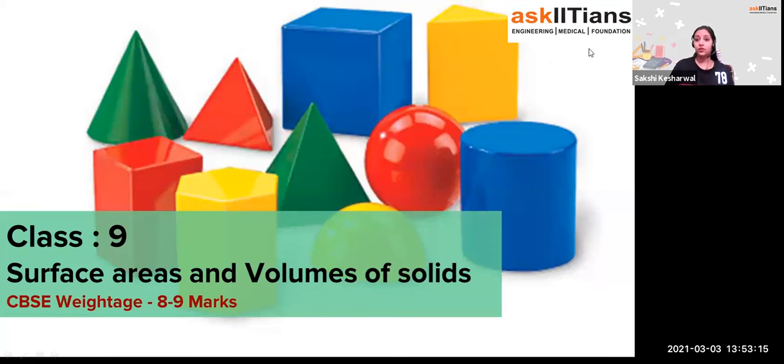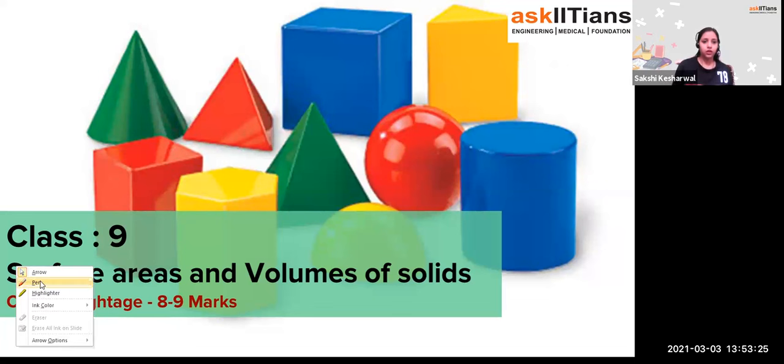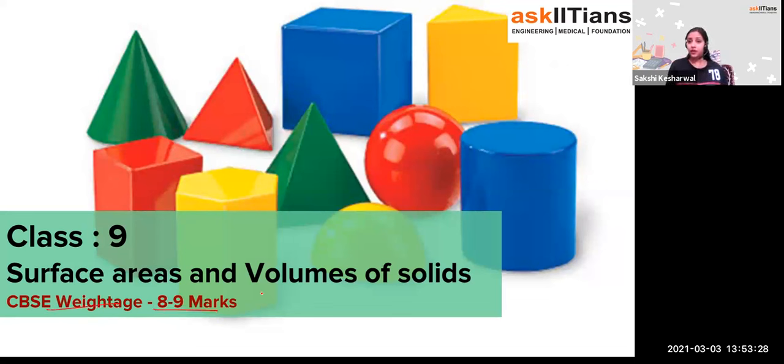Let's talk about surface area and volume. It carries a good weightage in your syllabus. In CBSE, it consists of 8 to 9 marks. It depends from school to school, because this is class 9th grade. Students lose marks because of calculation. Sometimes they understand and sometimes they don't, but they lose marks because of calculation. So be specific: this chapter is a little bit calculative. There will be lots of addition, multiplication, subtraction and division, right? So let's get started.